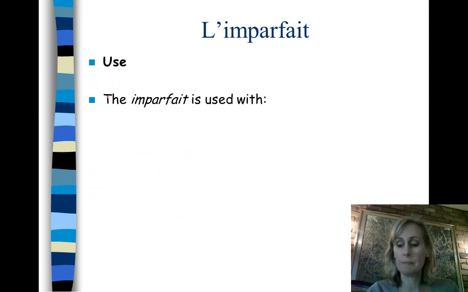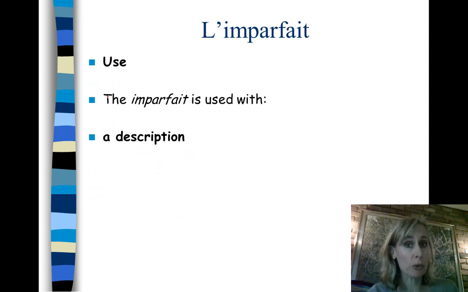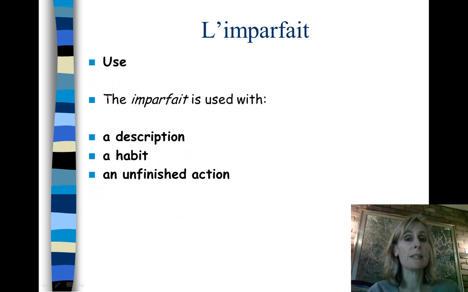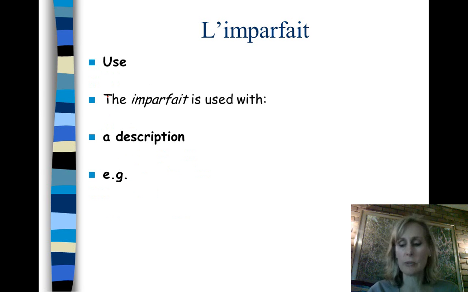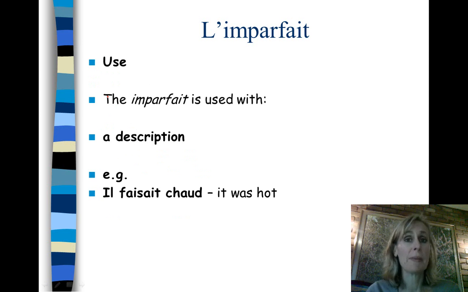So when is it used? It's used with a description, for example, a habit, and an unfinished action, as we mentioned before. So, for example, let's look at the description. We might have something like il faisait chaud. It was hot. We're describing the weather. It was hot, and it didn't change. It was a constant state of being hot, incomplete.